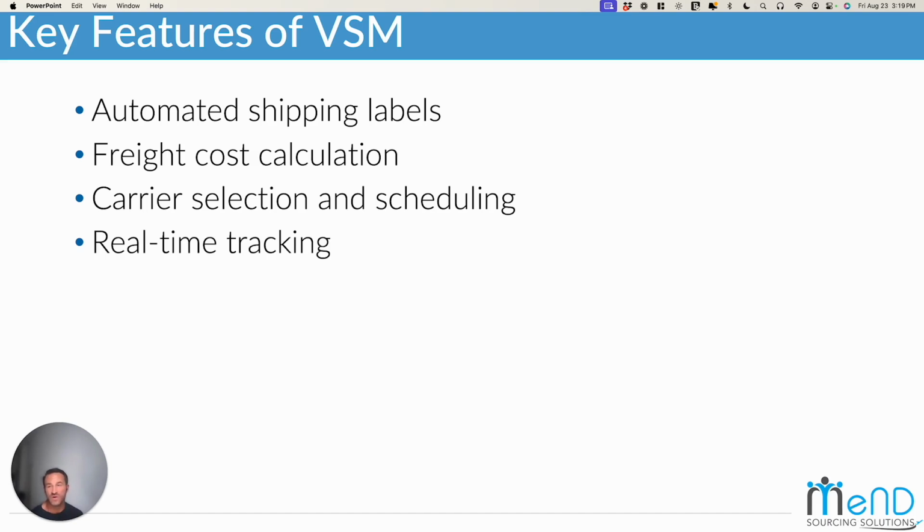As I mentioned before, these are some of the key features that are there. Not everything that we use, and most of it you don't actually need to use. Really, the main things about VSM that you should care about are, one, automated shipping labels, and two, the carrier selection and the scheduling, being able to do both of those. The freight cost calculation is great, but we don't do too much of that, so I'm not going to dive too deep into that. And for the real-time tracking, I just go to the carrier's website, put in the tracking number, and I can track it myself that way.